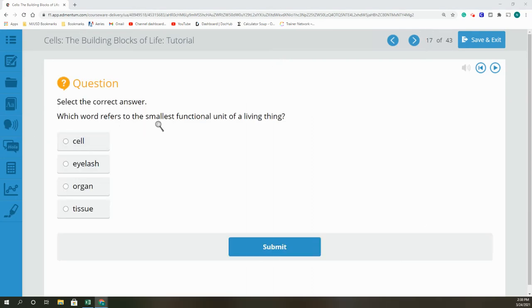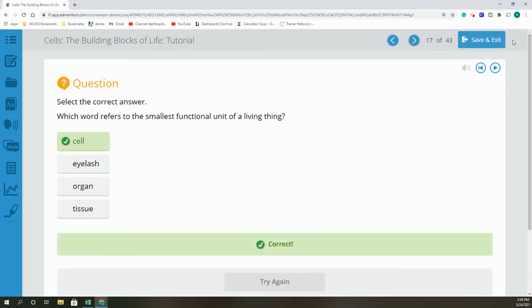Which word refers to the smallest functional unit of a living thing? A cell. Yay!